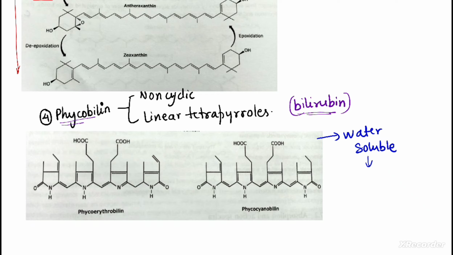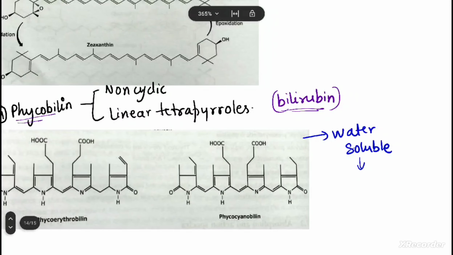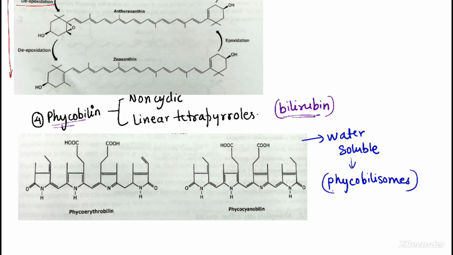So what they do is form something called the phycobilisome. They adhere to the membrane, and this is that phycobilisome. Now they act as accessory light harvesting pigments. The phycobilins act as accessory light harvesting pigments which capture the light energy and feed it to the chlorophyll molecule present in the photochemical reaction center.